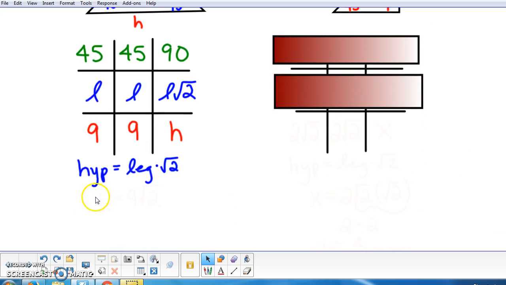Let's plug in what we know. H equals 9 radical 2. I can't simplify this anymore without going to a decimal. So there's my answer, 9 radical 2.